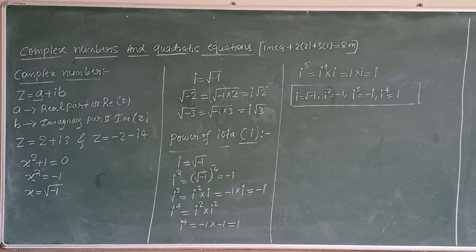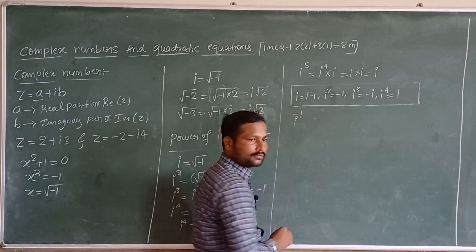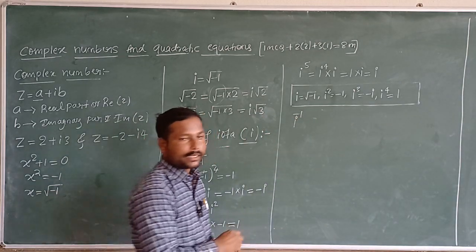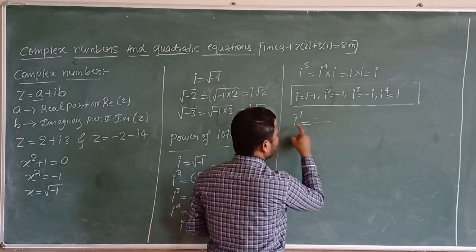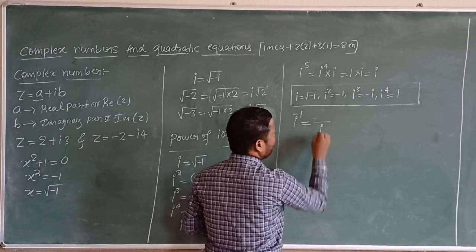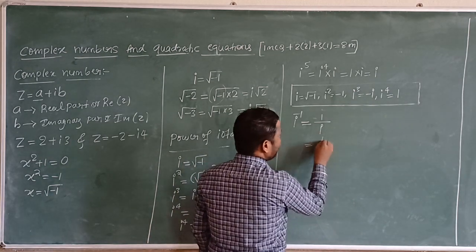What can I do now? Let me take a negative power here. See here, iota power -1. What can its value be? Take it in denominator form, it becomes iota power +1, that is 1 divided by i. Okay, 1 divided by i as it is.